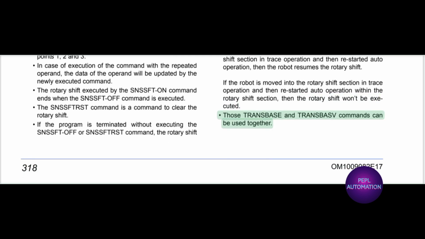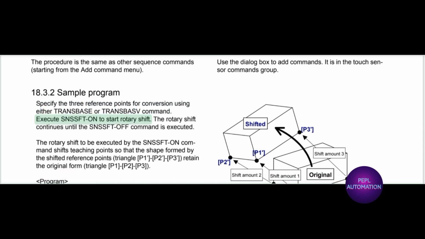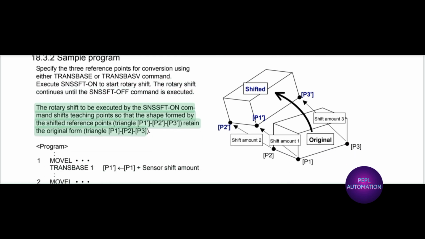Those TRANSBASE and TRANSBASV commands can be used together. Specify the 3 reference points for conversion using either TRANSBASE or TRANSBASV command. Execute SNSSFT on to start rotary shift. The rotary shift continues until the SNSSFT off command is executed. The rotary shift executed by the SNSSFT on command shifts teaching points so that the shape formed by the shifted reference points, triangle P1, P2, P3, retains the original form, triangle P1, P2, P3.